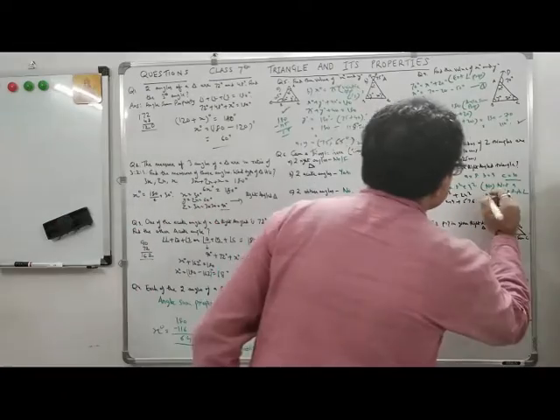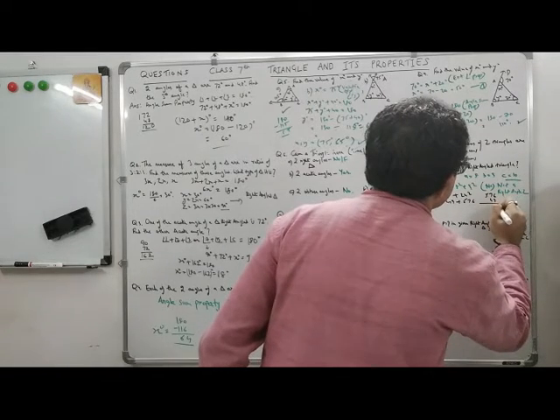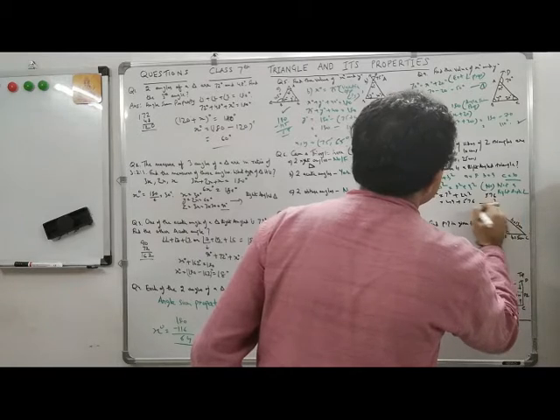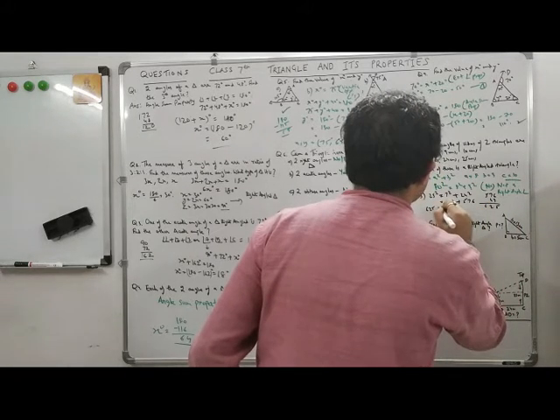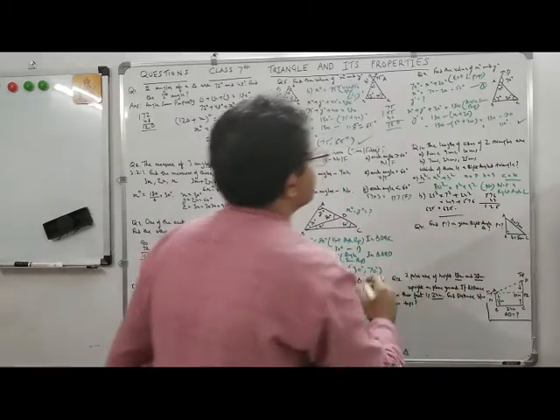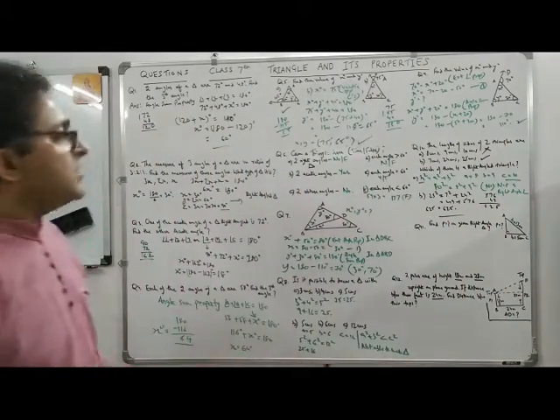So 576 plus 49 is 625. 625 is equal to 625. So this is established, which means this is a right angle triangle. This is a right angle triangle, but this is not a right angle triangle. Okay.